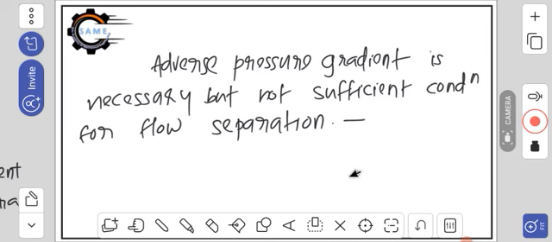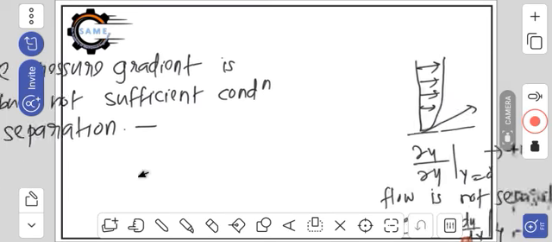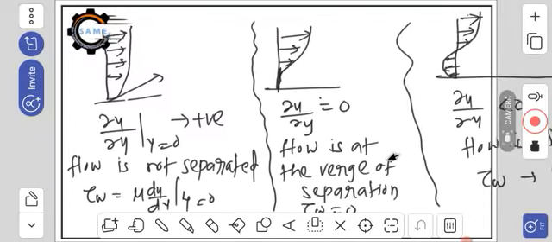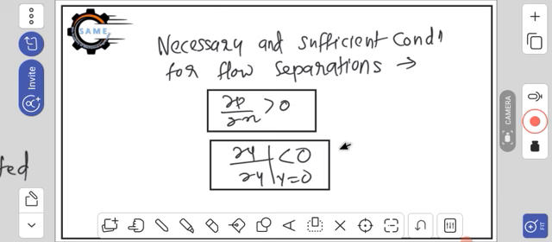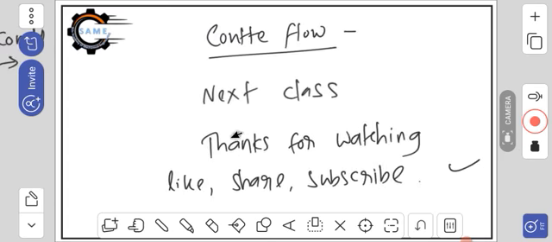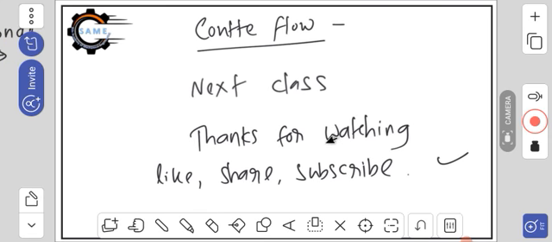This is what: the adverse pressure gradient is necessary but not a sufficient condition. And finally, the necessary and sufficient condition for flow separation is this: both conditions should be satisfied, then the flow will separate. This is the last slide. We will see the Cauchy flow in the next class.